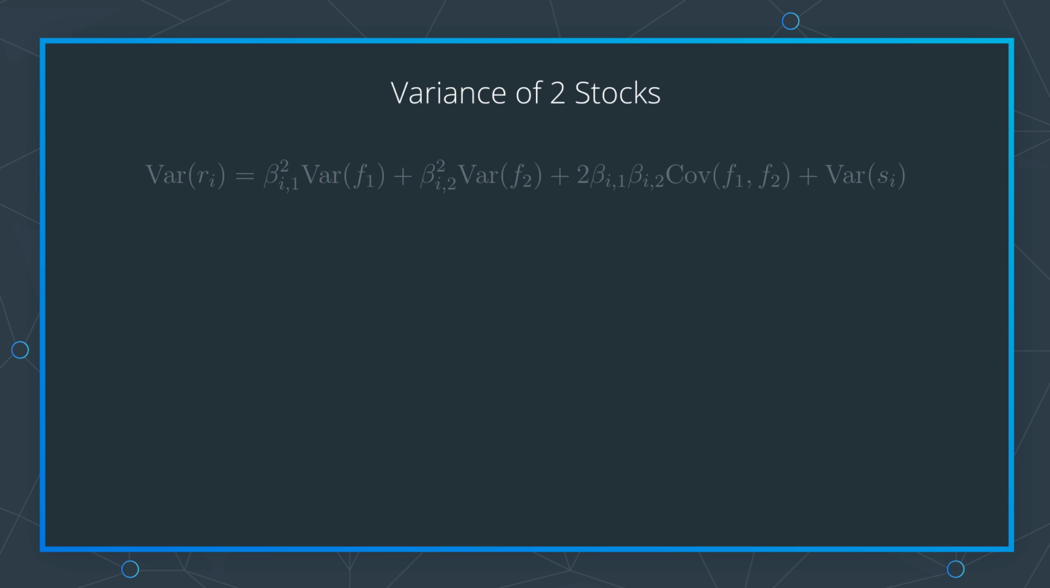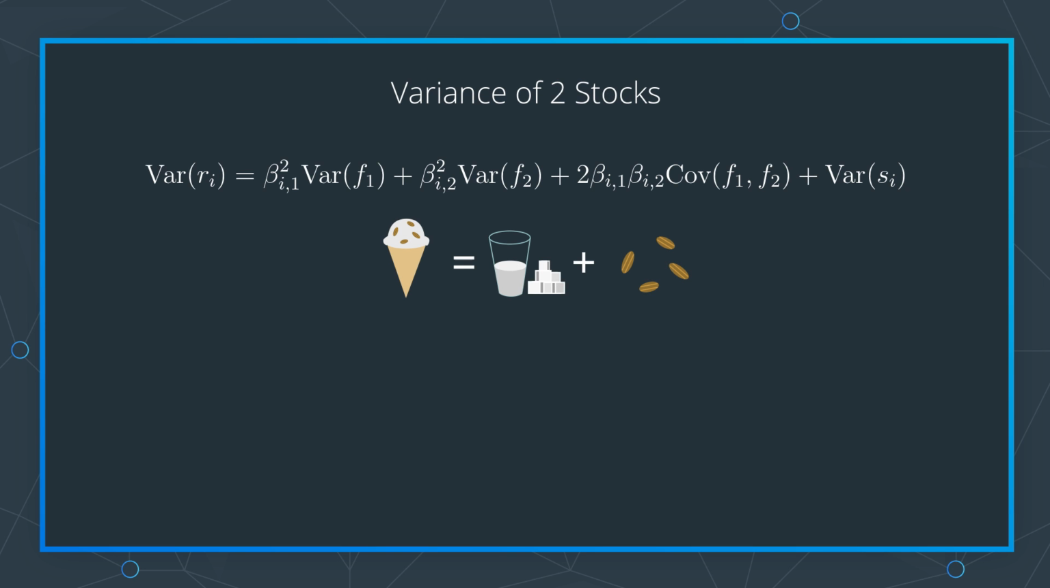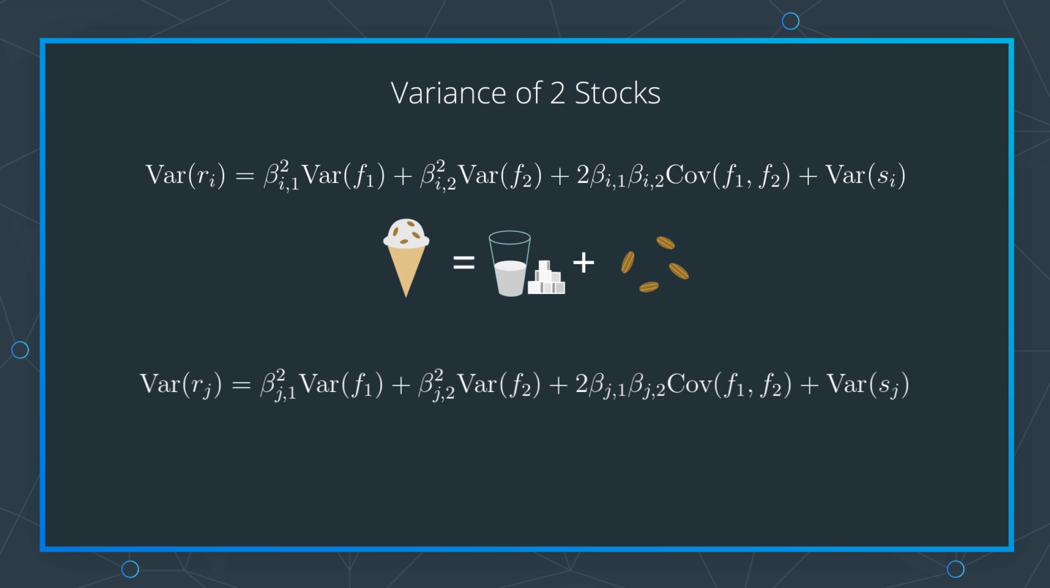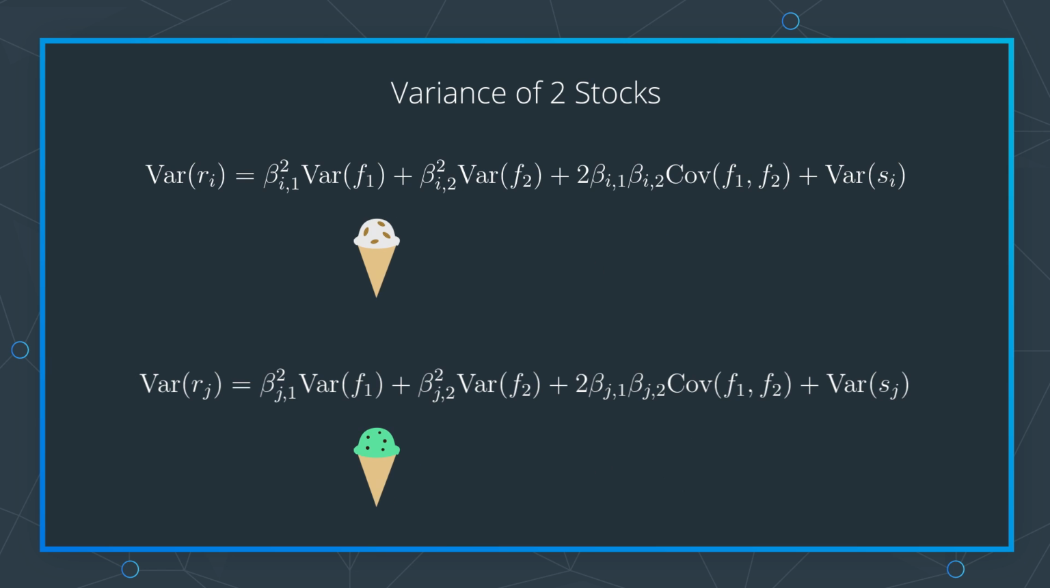Recall that I'm referring to the first stock as butter pecan ice cream. The second stock can be modeled in a similar way, and we can think of it as another flavor of ice cream, like mint chocolate chip. Similar to before, the second stock's variance can be modeled as two parts: the part that is explained by the common risk factors, and the part that is not.